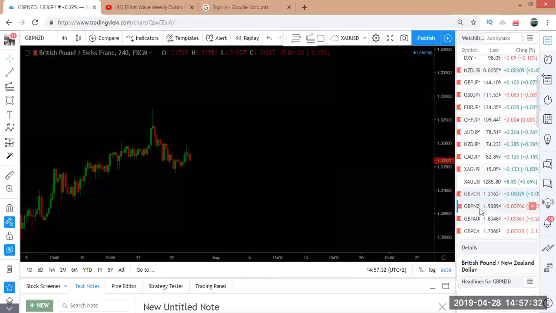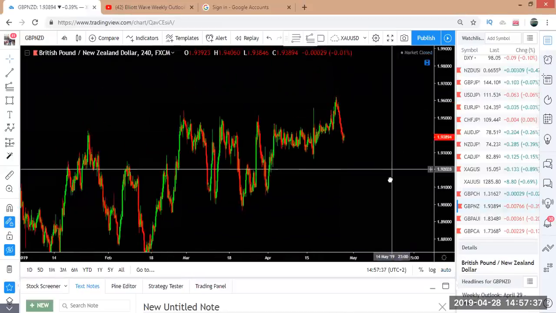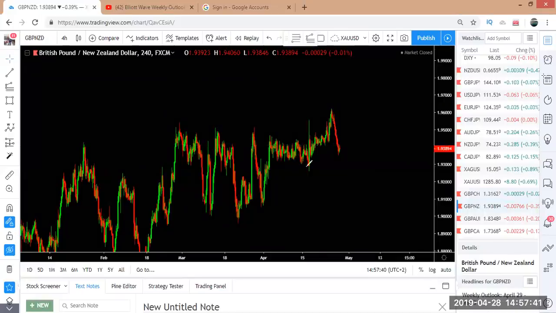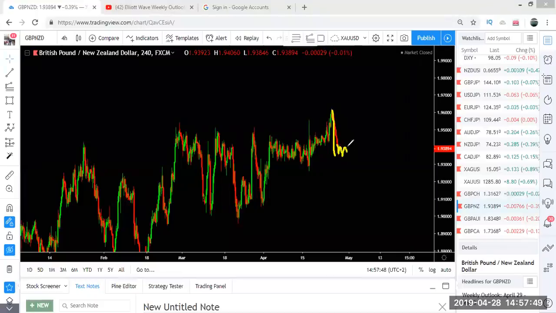Pound New Zealand, we've been looking at this for the last couple of weeks, looking for that last move to the upside. Did not go as far as we wanted it to go, but we did get the move. So now we've made a move to the downside. We just want a corrective structure to take it down. It is pound New Zealand.